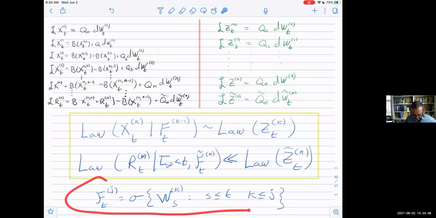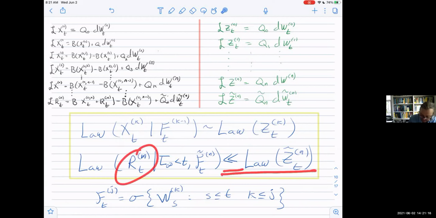So if we define a filtration like this, where this is the time parameter and this is the scale parameter, we have this filtration in this two-dimensional space of time and regularity. Then what we'll end up proving is that the law of this variable conditioned on the previous level's noise is equivalent to the Gaussian at that level. And then finally, the remainder one is absolutely continuous with respect to the last one.